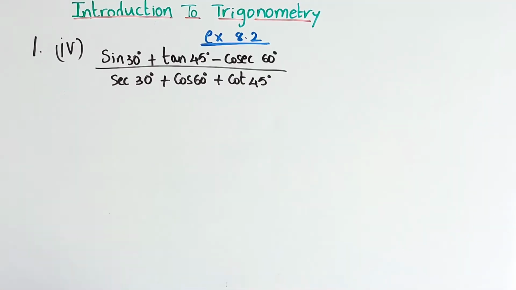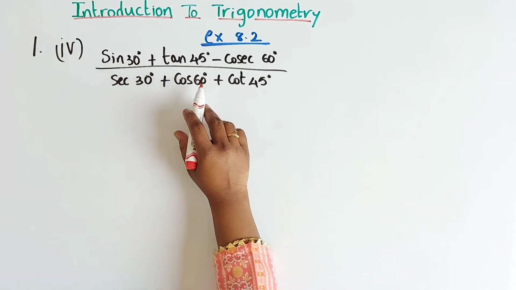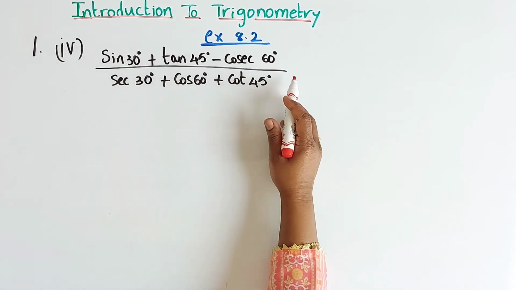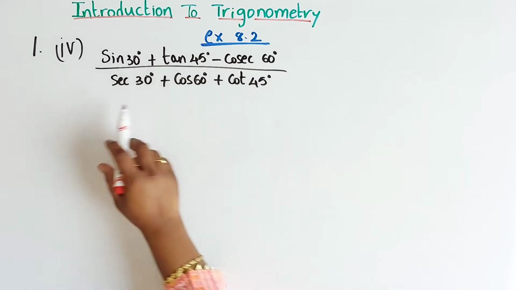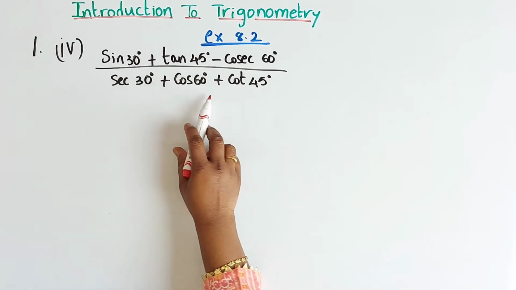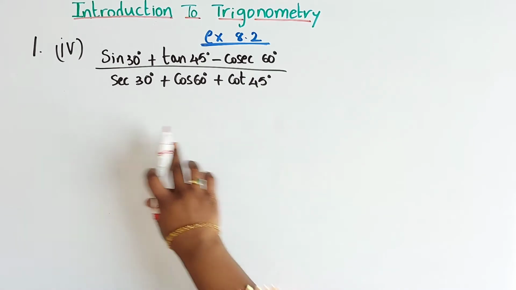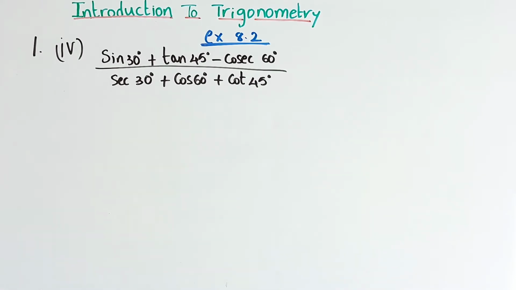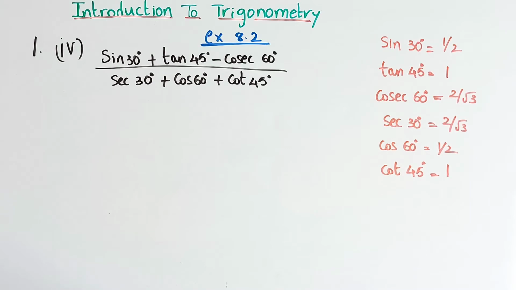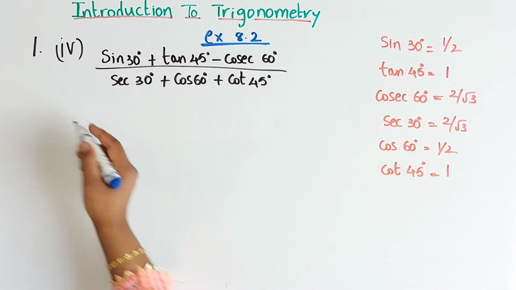Now the fourth question, children: sine 30 degrees plus tan 45 degrees minus cosecant 60 degrees, divided by secant 30 degrees plus cos 60 degrees plus cot 45 degrees. Let's write the values first. These are the values, children. Let's substitute the values in the given question.